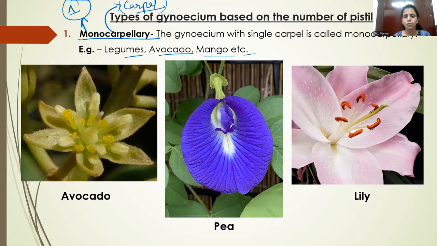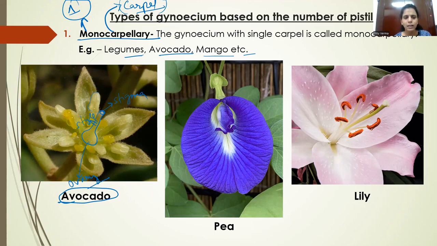There are many other examples too. Now you can see here in the picture, this is the picture of an avocado flower. If you look carefully at this picture, in the center you have one pistil. So in this avocado flower, one pistil forms the gynoecium of this flower. So this is the pistil, this one is the stigma, style, and this one is the ovary.